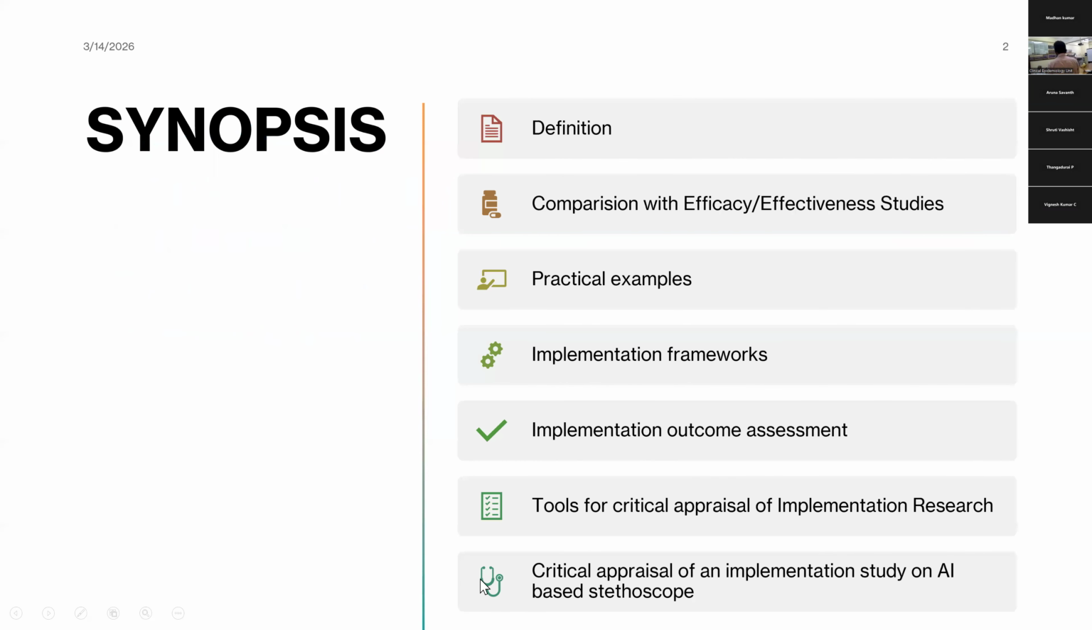So first, a small synopsis of my presentation. First, we'll be seeing the definition of implementation science. We'll be seeing how it is different from effectiveness and efficacy studies. We'll be seeing 2 to 3 practical examples of studies using implementation science. Then we'll be looking at the common models that we use to analyze and implement implementation frameworks. There are multiple ways to assess outcomes of implementation science, which we'll have a brief overview of. Then in the end, we'll be looking at the tools that we have to assess implementation research. And we'll be doing a critical appraisal of an implementation study on AI-based stethoscope in the end.